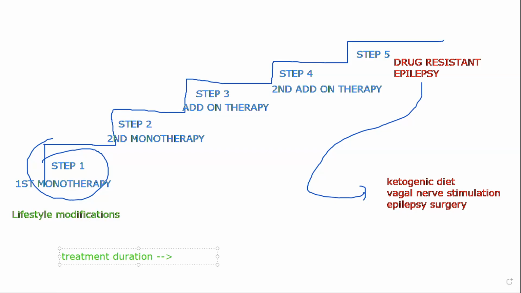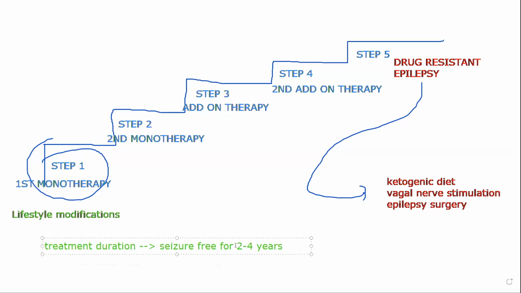Treatment duration is until they are seizure free for 2 to 4 years. Not more than 4 years, okay? When they are seizure free for 2 to 4 years, maximum up to 4 years, we can consider stopping the anti-epileptic drugs. It's the treatment duration until they are seizure free for 2 to 4 years.